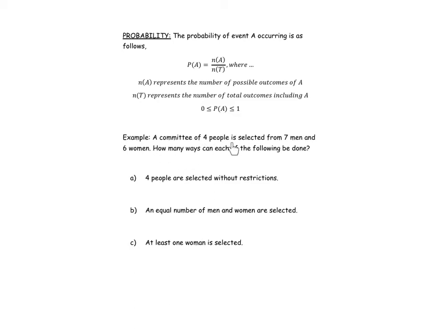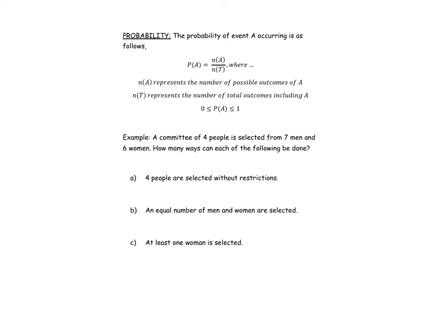A committee of 4 people is selected from 7 men and 6 women. How many different ways can each of the following be done? Now, there are no specifics on positions within the committee. So if you're selected to the committee, you're just a member of the committee. You're not the president or the vice president or anything like that. Therefore, in this case, we would use a combination. Okay, if there were to be specifically defined positions, that would be a permutation.